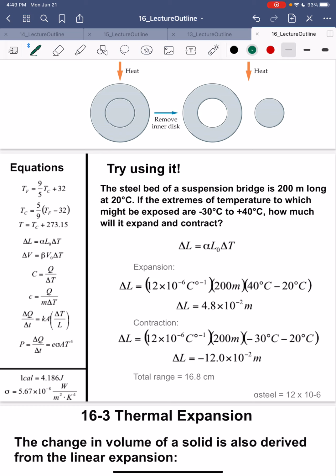Okay, for the expansion, we calculate delta L, and this is alpha times L0 times 40 minus 20. And for the second one, for the contraction, delta L is going to be negative. Then the total range is going to be 16.8 centimeters. Then this is the range, and then we need to compensate for that.